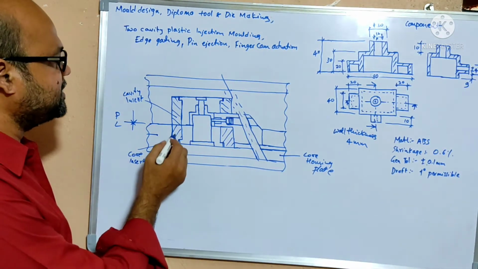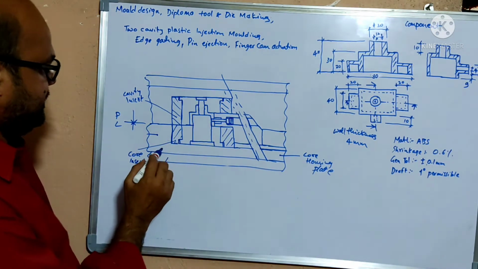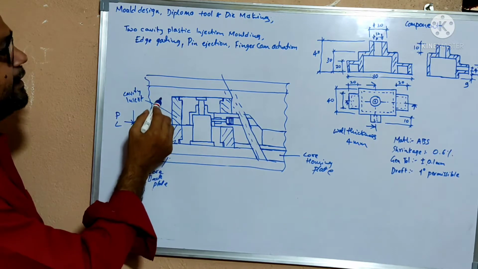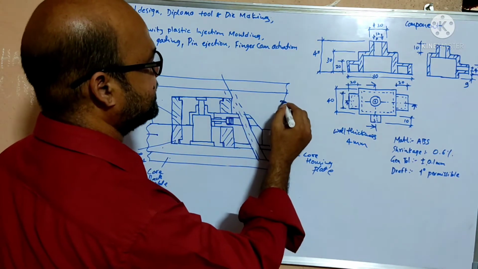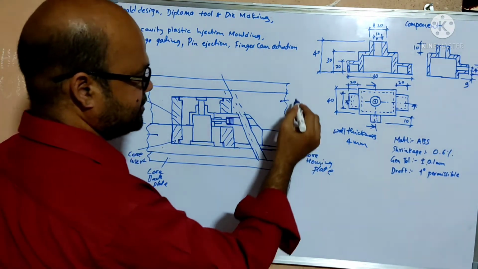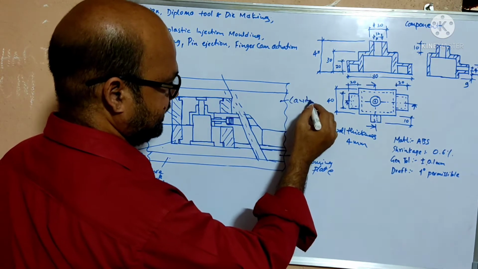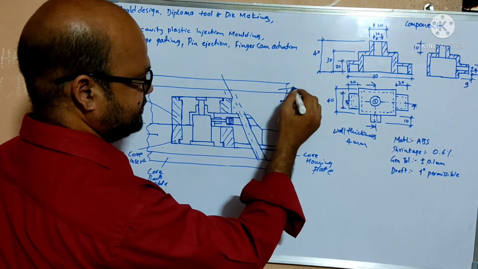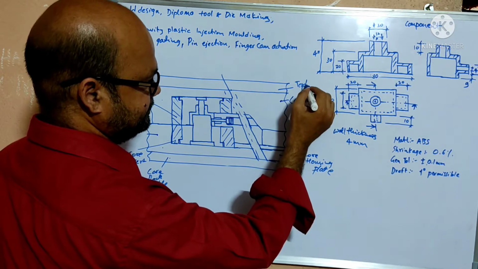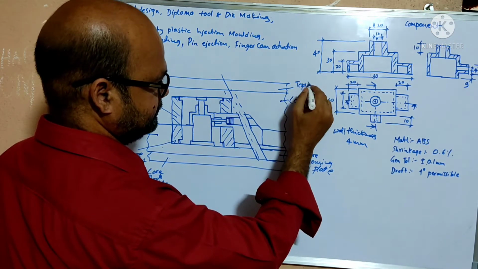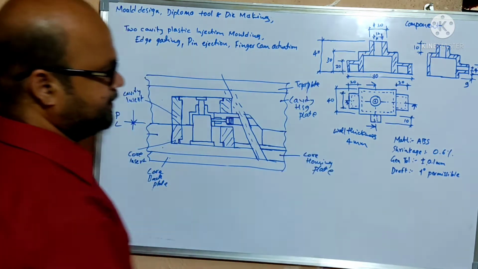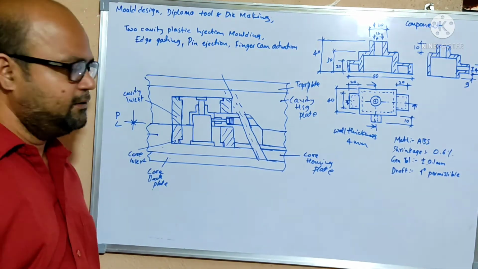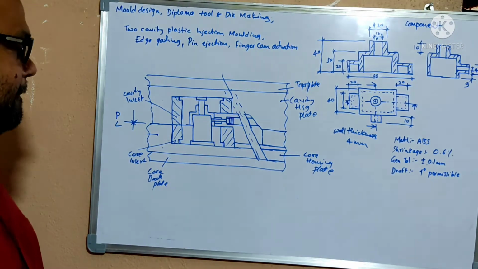This one is the core insert, cavity insert, and core housing plate, core back plate, cavity housing plate. This one is the cavity housing plate, and this one is the top plate. This is the introduction for the principle.